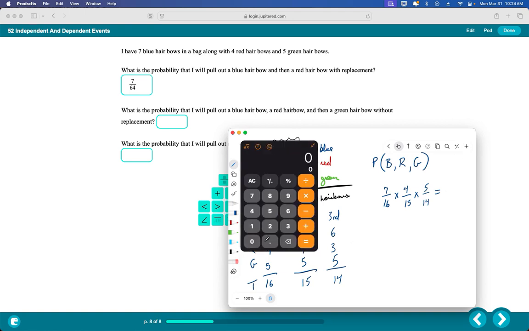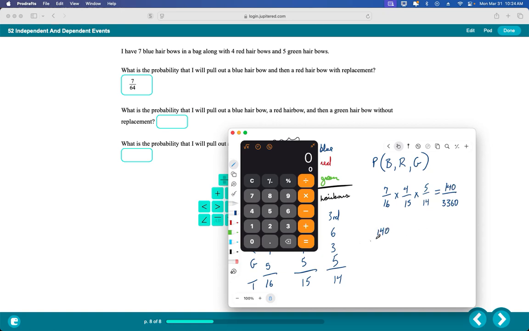Right? So 7 times 4 times 5 is 140. And 16 times 15 times 14 is 3,360. Right? So I know that I can reduce this, and I think I can reduce this by 20. So let's see if I can do that.